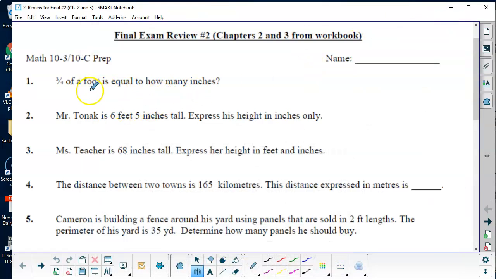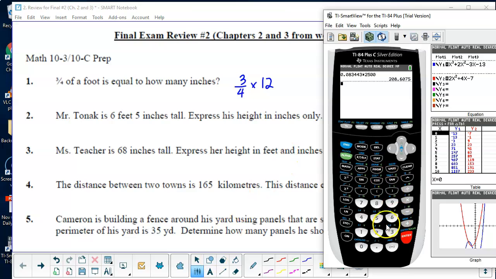Okay, so if we've got 3/4 of a foot, then we want to go 3/4 times 12 inches. In your calculator, you don't have to use fractions for this. You'll have your calculator, and so we go 3 divided by 4 times 12. But if you remember that 4 goes into 12 3 times, then 3 times 3 is 9.